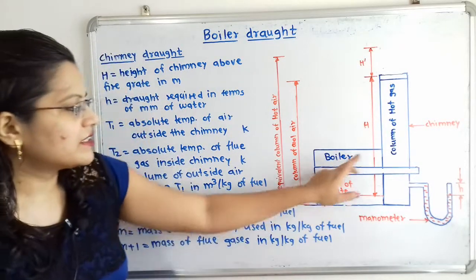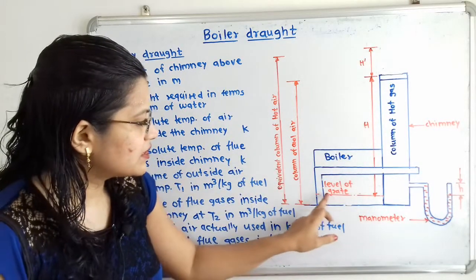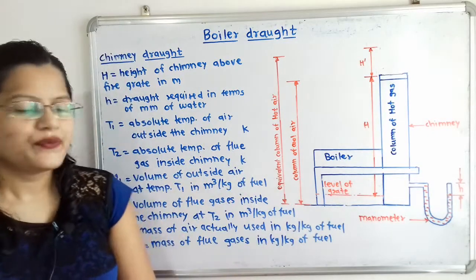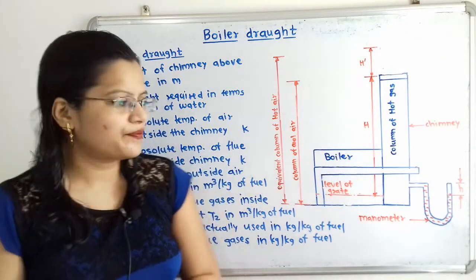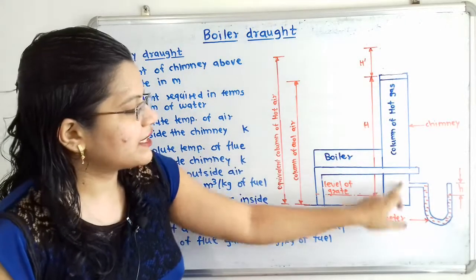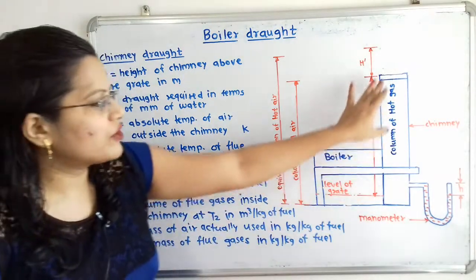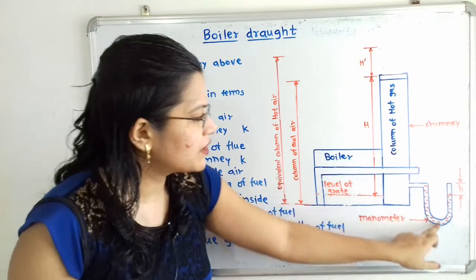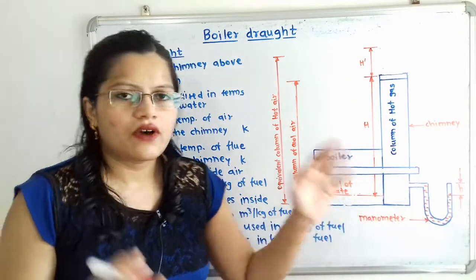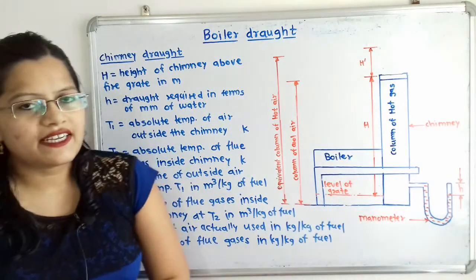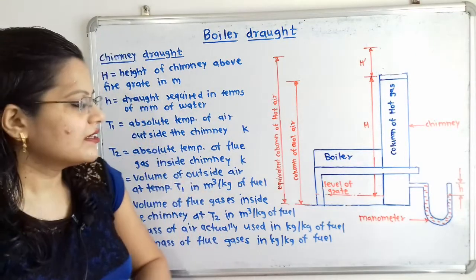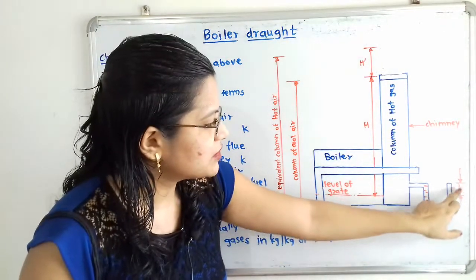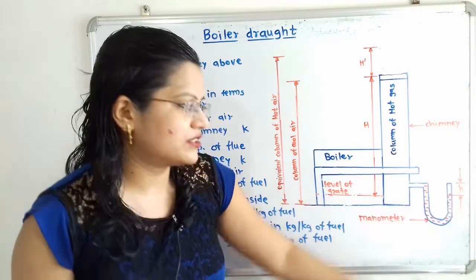Now here is the boiler, for which here is the level of grate. Now on this grate combustion process is taking place and the chimney is getting attached. Now if we observe this chimney, here the manometer is there. Now why is the manometer attached? To show the pressure difference, and here this pressure difference is measured with this height h.